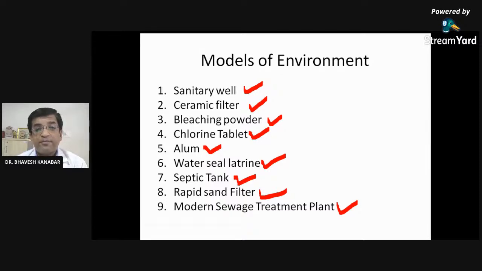And the step well was one of the important sources of contamination. It was spreading guinea worm disease. So in India, the government has banned using step wells.